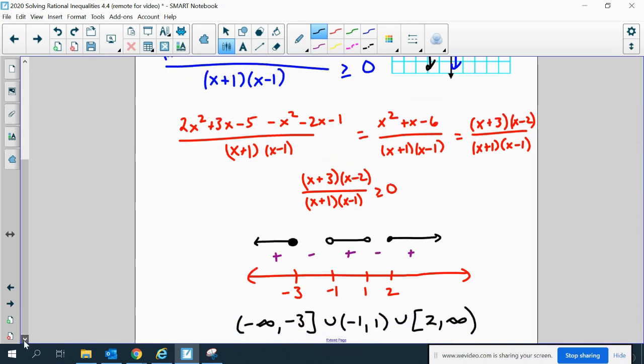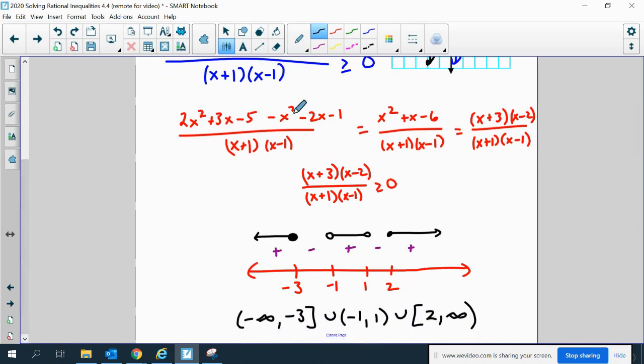I finished the problem off camera to save a little bit of time. So we distribute, subtract, factor, and we end up with (x plus 3)(x minus 2) over (x plus 1)(x minus 1) is greater than or equal to 0. And so then we do the number line method, and we see that everything to the left of -3, everything between -1 and 1, and everything to the right of 2 makes this greater than or equal to 0. So then I have to write my answer, and one thing I notice is that I put filled in circles here and open circles here.